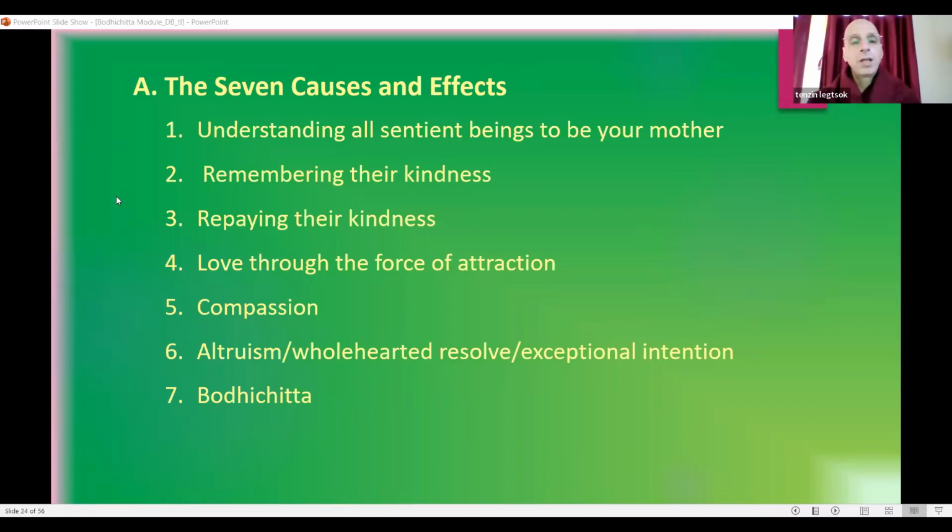And then third, generating the wish to therefore repay their kindness because they've been so kind to us. And then, fourth, generating a sense of love, wishing for them to have happiness and well-being. And then compassion, thinking how they suffer. Well, I'll say more about it when we come to it. But then the steps: compassion, and then the altruistic, wholehearted resolve to establish others in a state of freedom from suffering and ultimate happiness. And then bodhicitta.